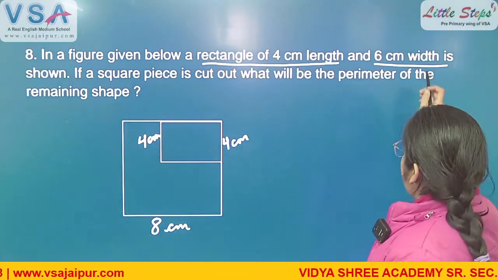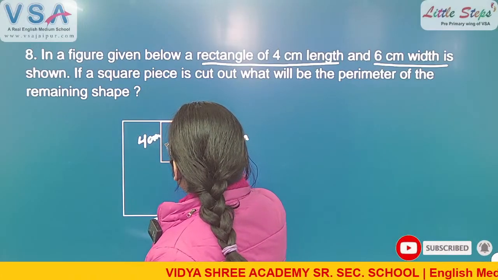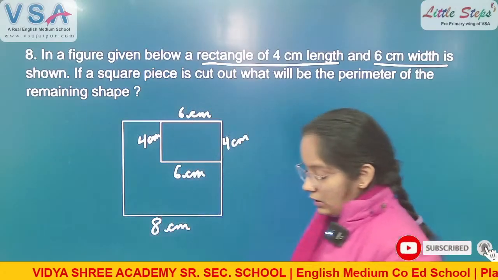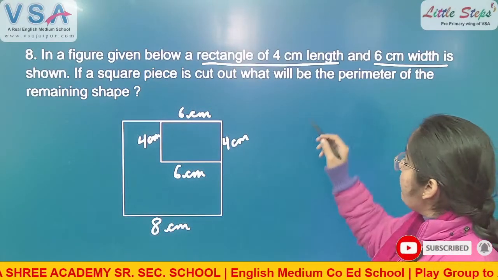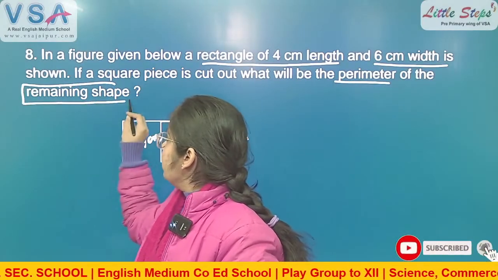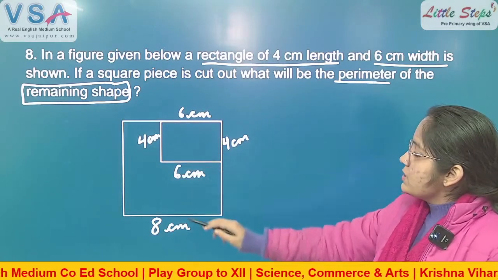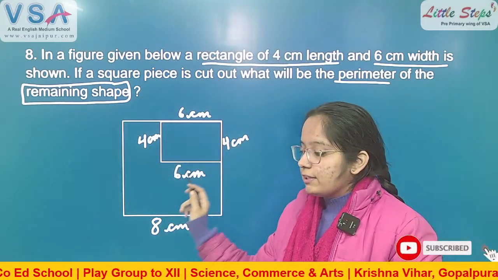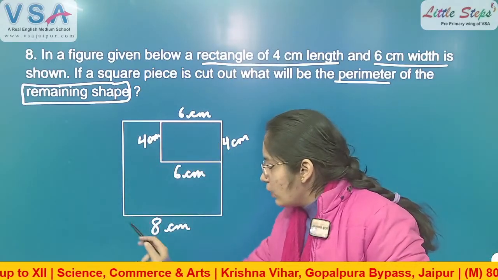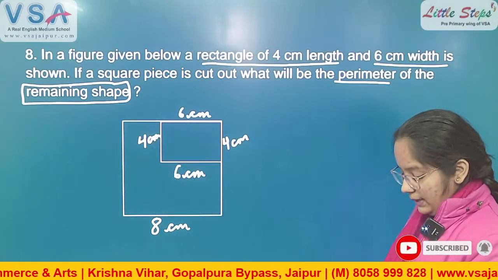And what do we have here? 6 centimeter in width. So this is 6 centimeter and this is also 6 centimeter. Now the question is, we have to find the perimeter of the remaining shape. Means when we remove this rectangle piece from the square piece, what is the perimeter of the remaining one, right?